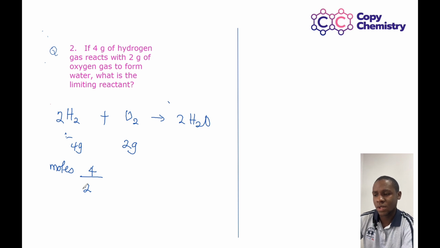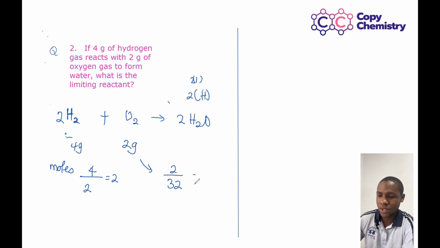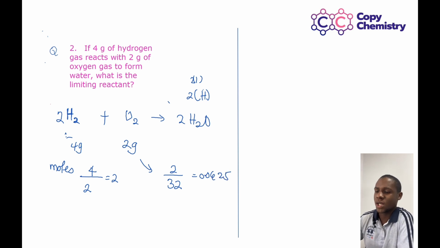And this 2 is because you have 2 of the hydrogen atoms here. So that was basically going to be 2 times H, where H is 1. So that gives you 2 eventually. 2 times 1 is 2. Now this gives you 2 when you solve it out, and the moles of this one is 2 divided by 32, which gives you 0.0625.